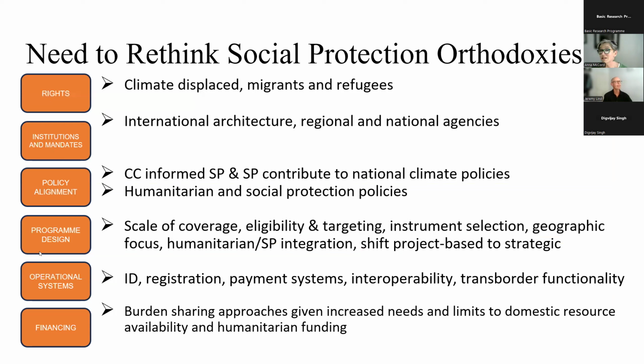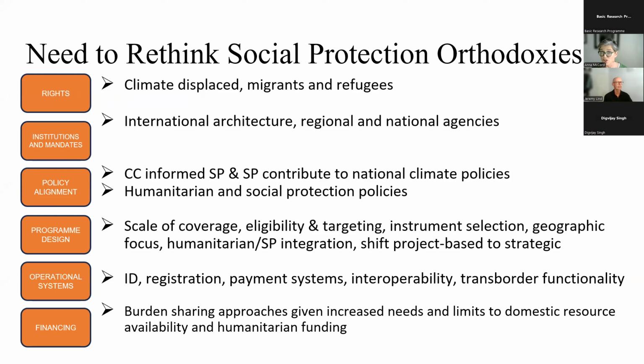And I think we really need to rethink some of the social protection orthodoxies that we've been working with for the last 3 or 4 decades. In terms of rights, we need to think carefully about the rights of the climate displaced, climate migrants, climate refugees. This is an issue which has started to come up within the UN, and I think we really need to look at how that can be supported and move forward. We need to look at the institutional architecture. Is it adequate? Do we have the right institutions? Do they have the right mandate?